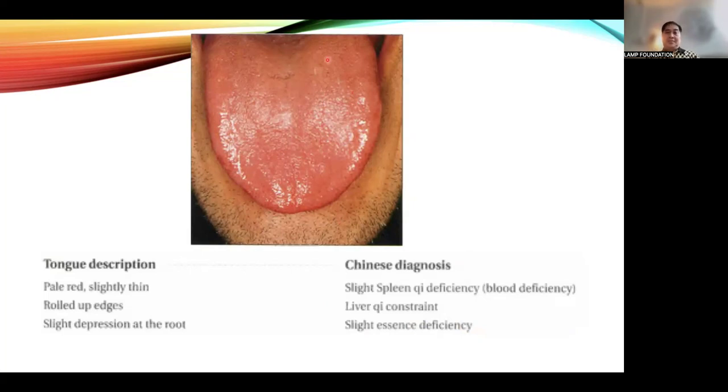Any comments? Madam M or anyone? Did you encounter patients like this?